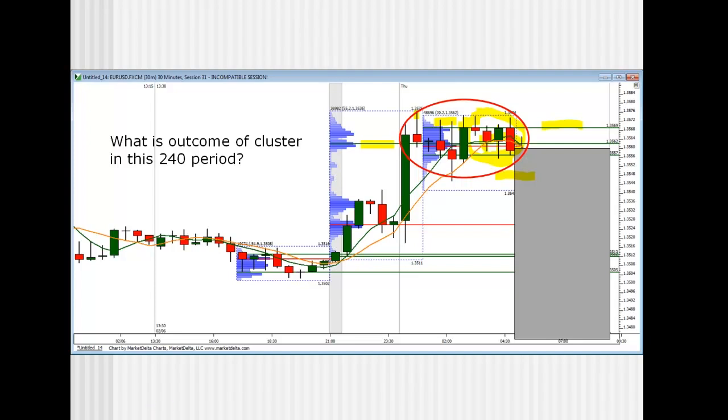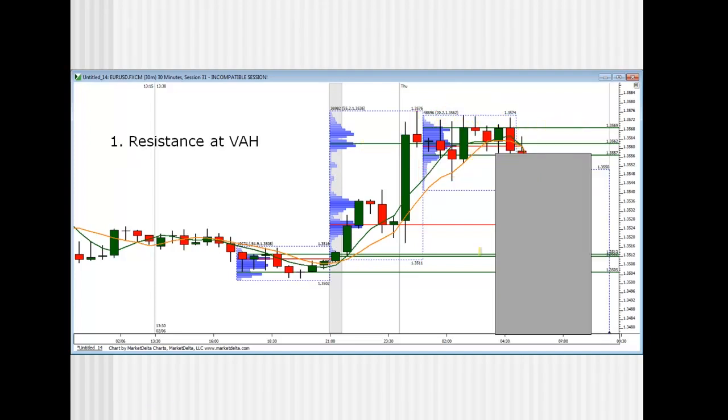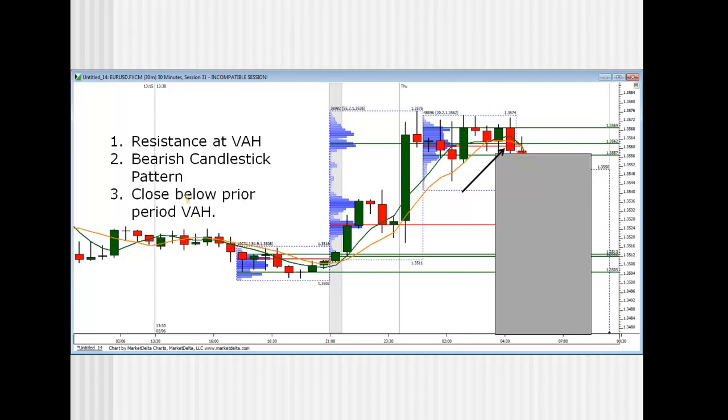And if we take a look at how things develop, we will find that the resistance at the value area high at the top has held. We will find again that we also have a very strong bearish candlestick pattern, and we have a close below. The close now is below the prior value area high. Actually, a close here below, see this value area high of the prior period.